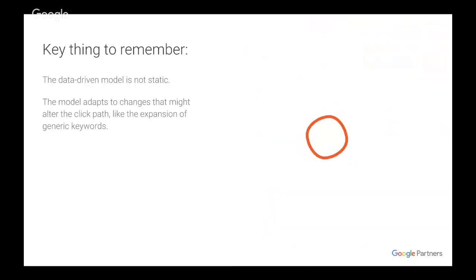There's a key thing to remember about this model. The data-driven attribution and this way of attributing credit is not static. As we were saying before, this model is adapting to changes that might alter the click path, like the expansion of generic keywords. This is really good to be aware of because we know that there's a very interesting percentage of searches we have never seen before being done at Google. Just new things coming up, people being interested in different matters. And the data-driven attribution model is going to help you keep up with that because it's constantly looking for the information. It's not just done once and staying like that forever, but it is adapting.